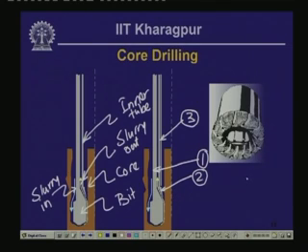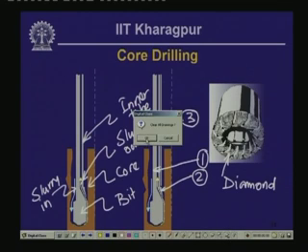And one of the drill bits that is used in core drilling, an example of it is shown on the picture on the right of this particular slide. In this case, the drill bit is a diamond drill bit. So the tips here are diamond tips. You could also instead have tungsten carbide tips in relatively softer layers, softer rocks.